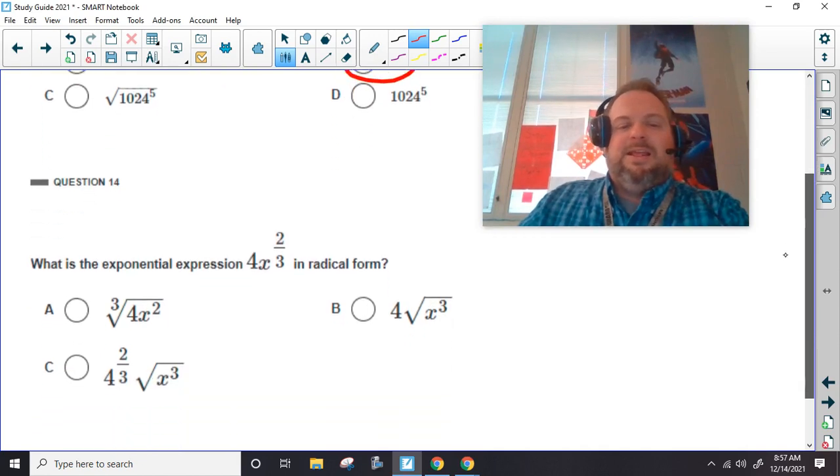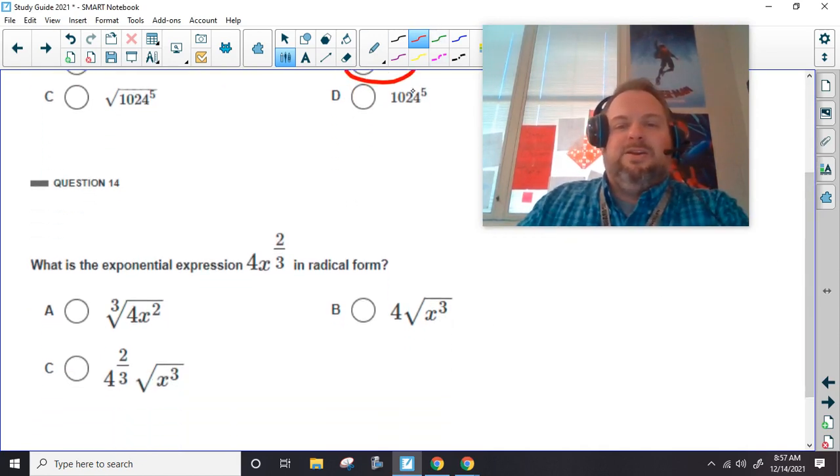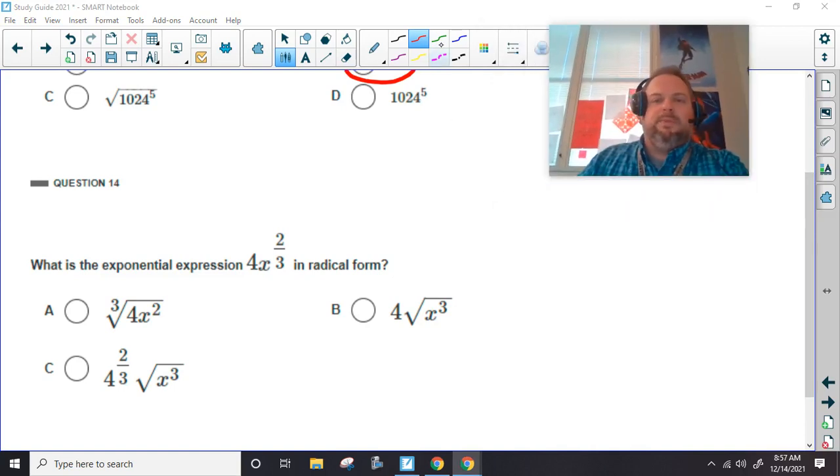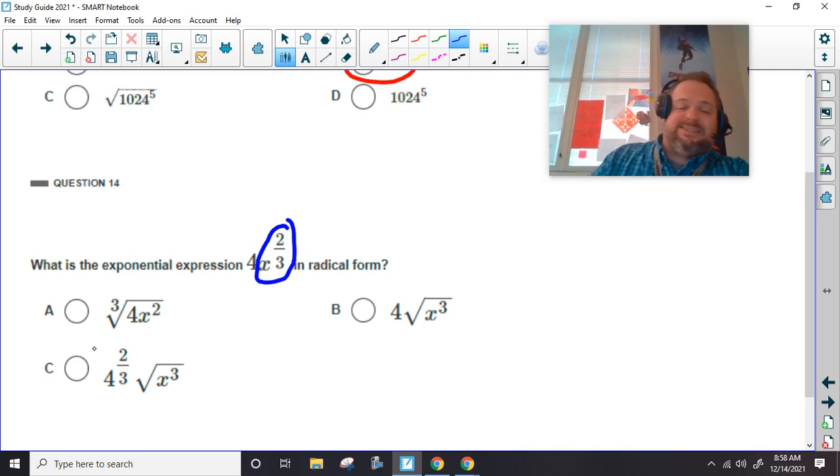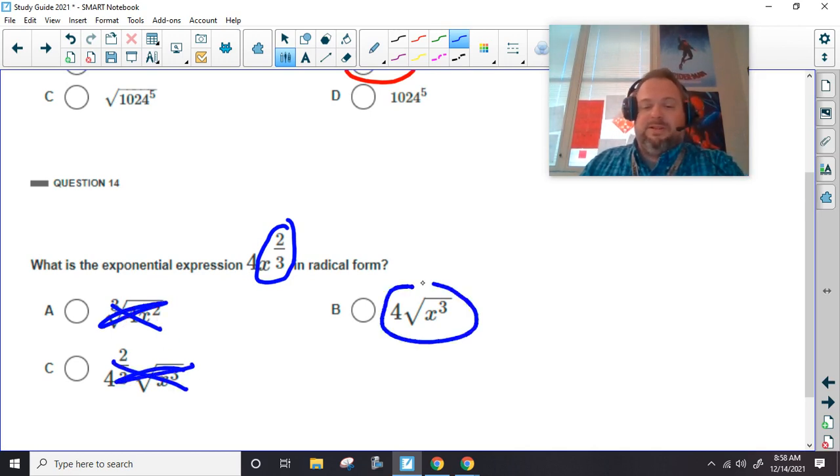Oh, my face is too big. Okay. So what is the only thing that's being raised to a power right here? Is it 4 or is it x? No, just x. x is the only thing that's being raised up underneath there. So this 4 should be on the outside of this radical sign. It's going to look like this. Yes, so C for y'all.